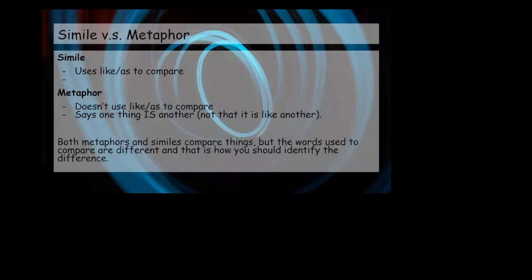Okay, next. Simile versus metaphor. Similes use like or as to compare, and metaphors don't use like or as to compare, and say that one thing is another, not that it is like another. Both metaphors and similes compare things, but the words used to compare are different, and that is how you should identify the difference.